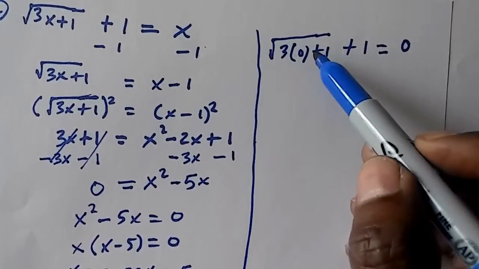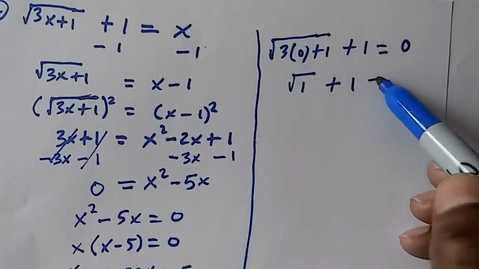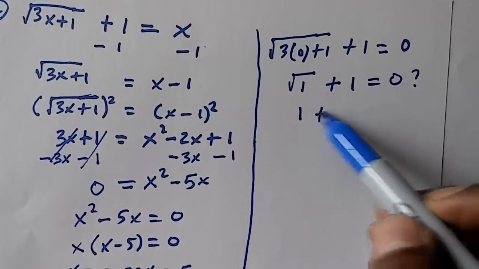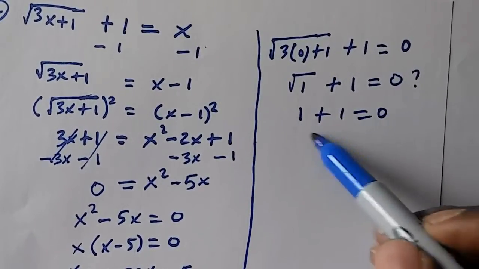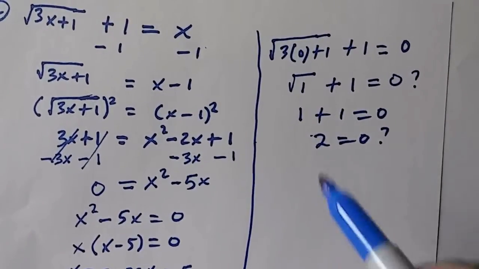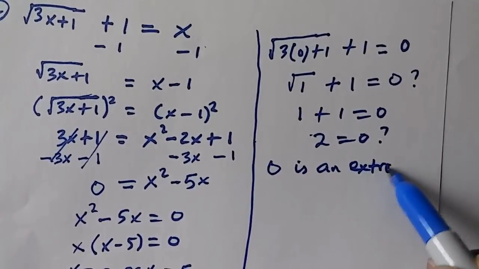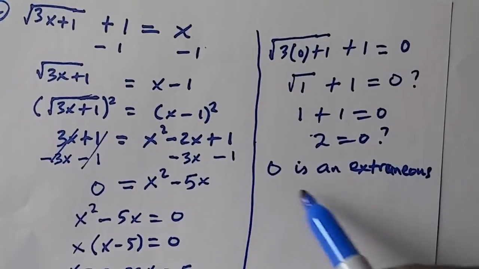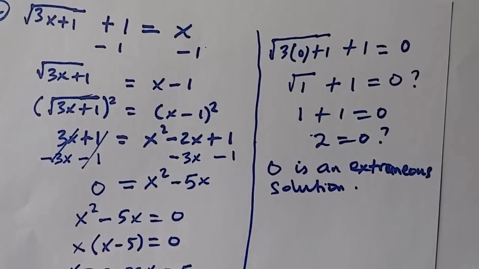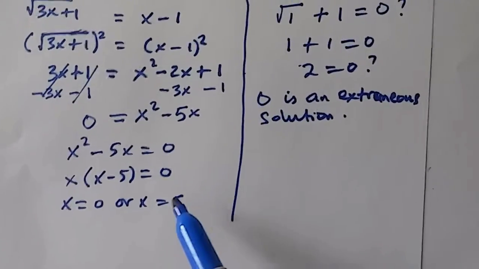So 3 times 0 is 0, 0 plus 1 is 1, square root of 1 plus 1, is that equal to 0? Let's see. Square root of 1 is 1. 1 plus 1 equals 0. The left side is 2 equals 0. That is not true. So 0 is an extraneous solution. All right, let's test the other one. We're going to test the other solution, x equals 5. So we have x equals 5 as the other solution.